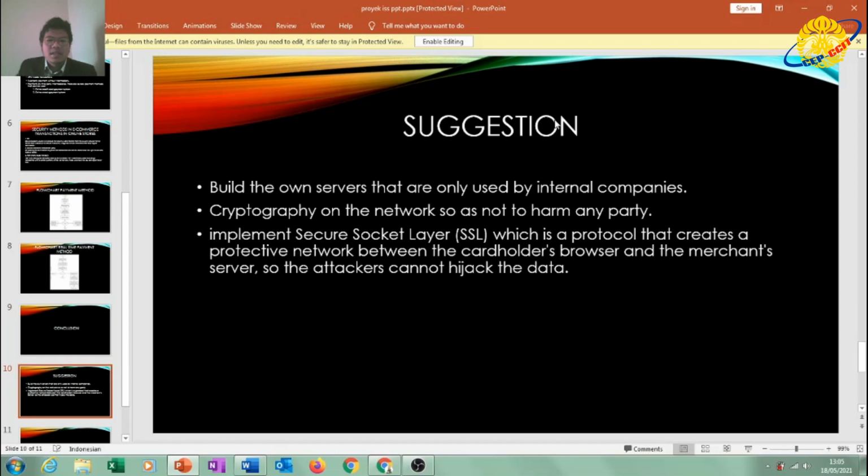And this is the suggestion. If we are a big company, it is suggested that they build their own server, so it can only be accessed and used by the internal company. This is basically a lot safer. And then cryptography on the networks so as not to harm any party. And then we need to implement SSL, which is a protocol that creates a protective network between the cardholder's browser and the merchant server, so that attackers cannot hijack the data.